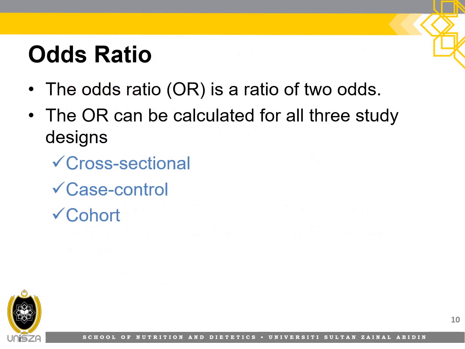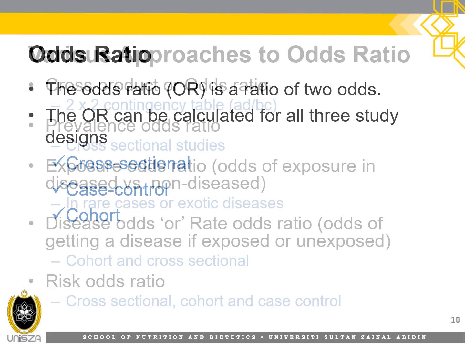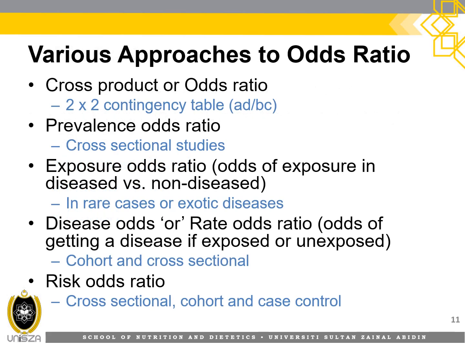The odds ratio is a ratio of two odds. The odds ratio can be calculated for all three study designs, that is, cross-sectional, case control, or cohort study design. There are various approaches to the odds ratio.